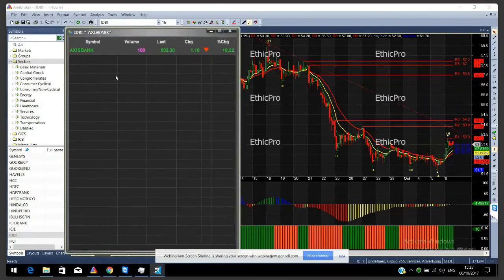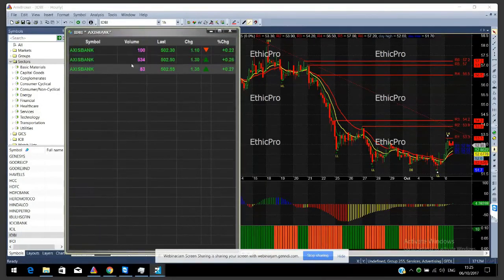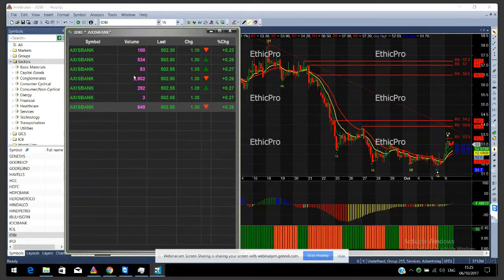I want to monitor this stock. Axis Bank has a buy or sell of 100 stocks. See, these are like retailer stocks, right? 500 stocks, this is called a big buyer, or a big seller. We don't know. You have to see the graph.